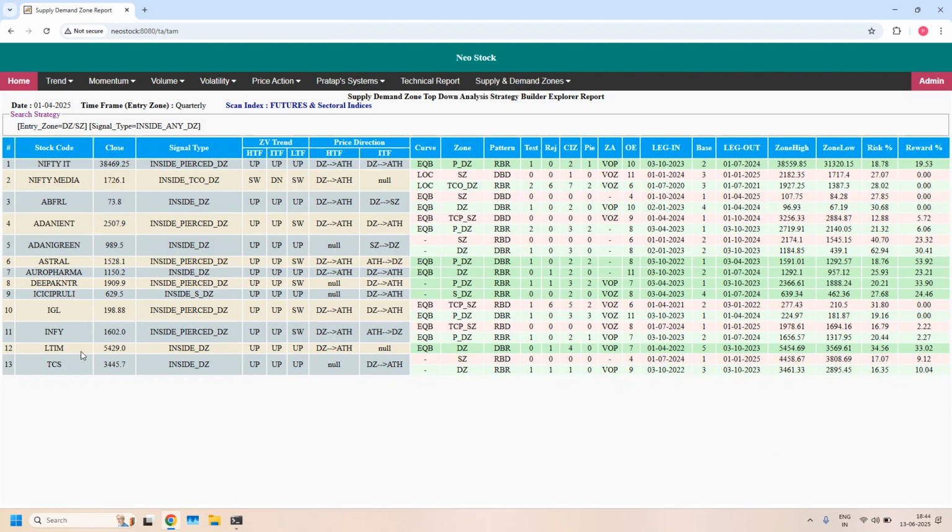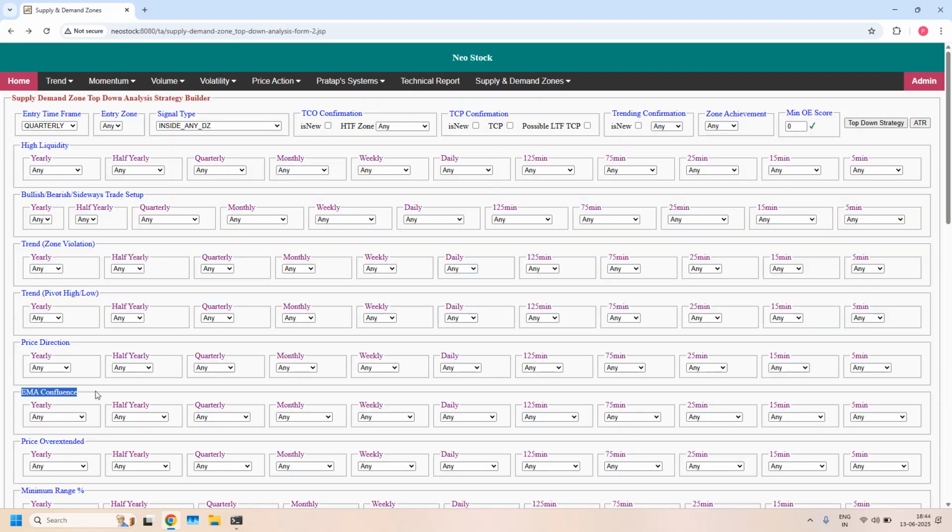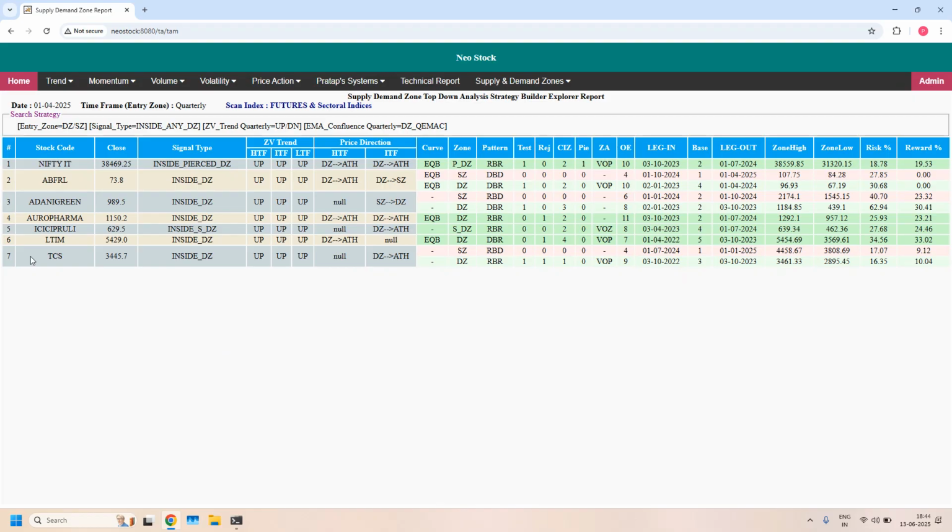We can further filter for high probability zones based on quarterly demand zone having quarterly EMA confluence. And also the trend on the quarterly should not be sideways when you are selecting EMA. So trend could be up or down. So now the list has come down to 7 stocks.